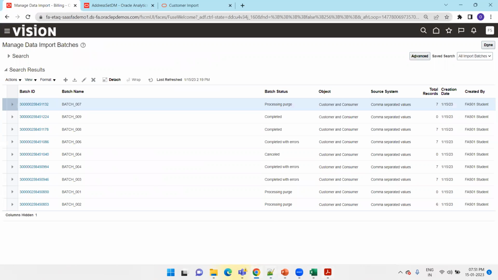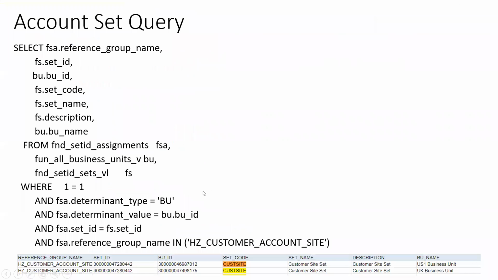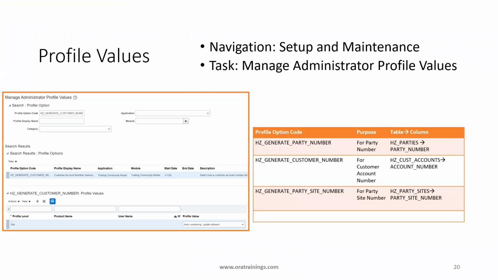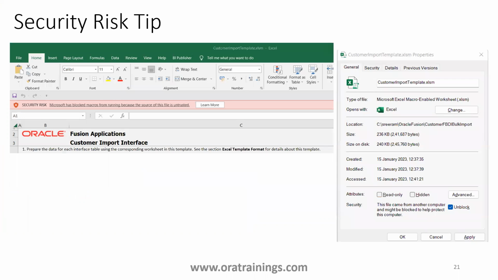Now coming to the next. We understand this account set, and these are some of the very important tasks which may help you out, so make a note of this. Profile value also: whenever you're having any issue with account numbers or site numbers, these profile values will help you fix that. The spreadsheet which we have used can be used for insertion as well as updating. Updating may not happen on all the columns, but for a few of the columns it helps you update.